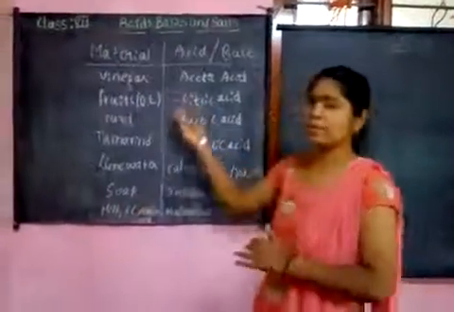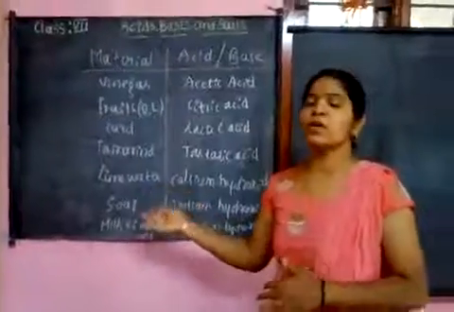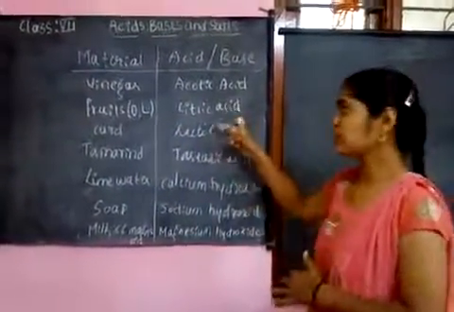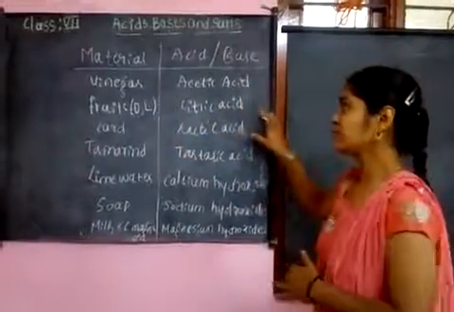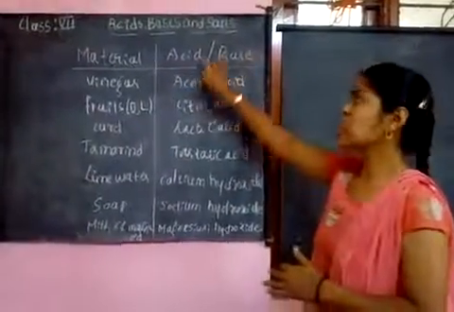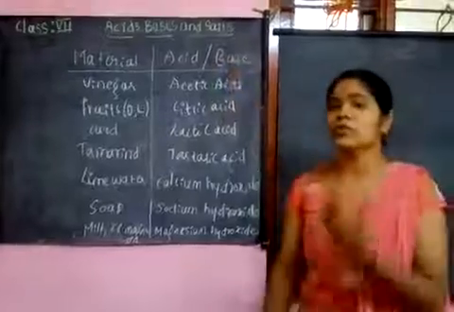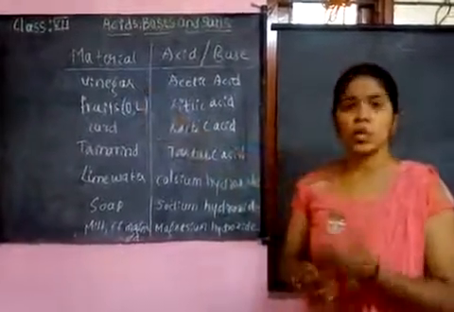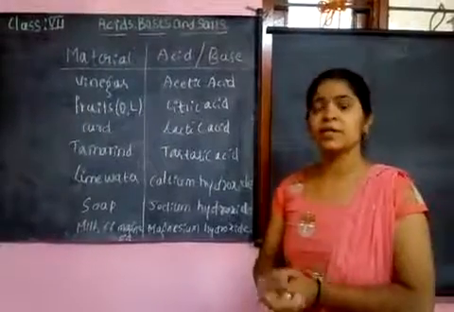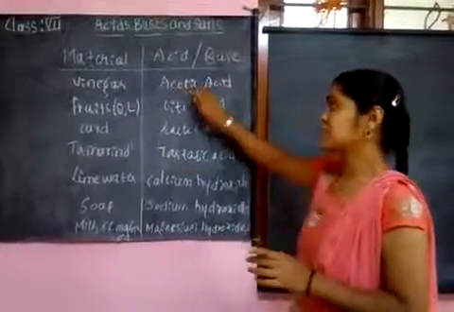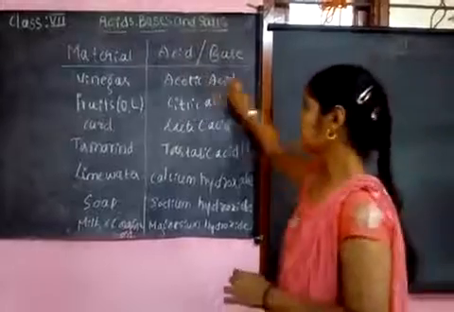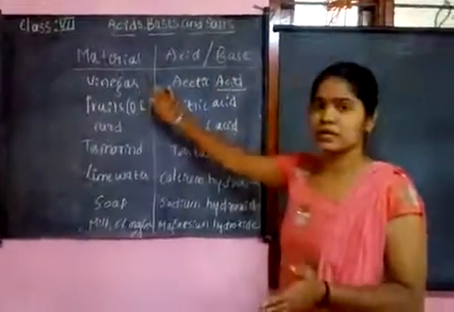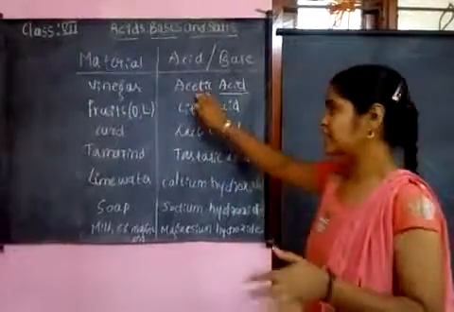So students, here I have written some materials, and the content present in each material. You have to tell whether the material is an acid or a base. The first one is vinegar. Vinegar is sour in taste, so the content present in it is acetic acid, so it contains an acidic material.